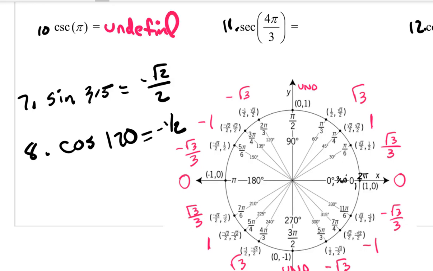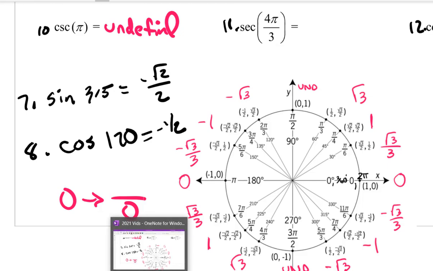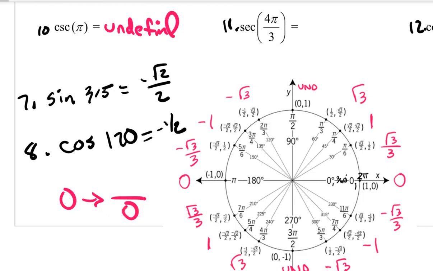If you think about it, if something was equal to 0, then when you take its reciprocal, you'd have 0 on the bottom, and you can't have 0 on the bottom. That's undefined. So that's why cosecant of pi would be undefined. And then let's take a look at 4 pi over 3. Locate that on the unit circle, and that's where you have the coordinates -1/2 and -√3 over 2. If I want the secant, I'm looking at the cosine value, which is -1/2. Then I take the reciprocal of -1/2, and that would just be -2.